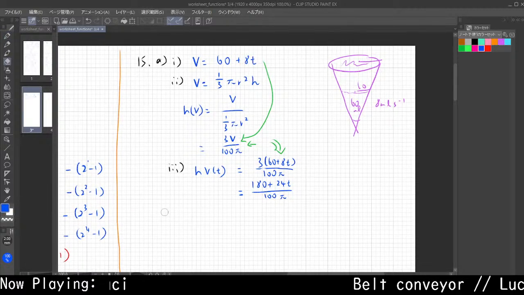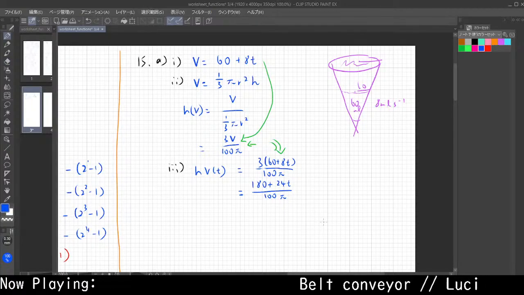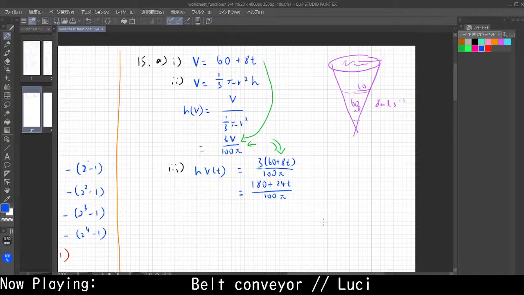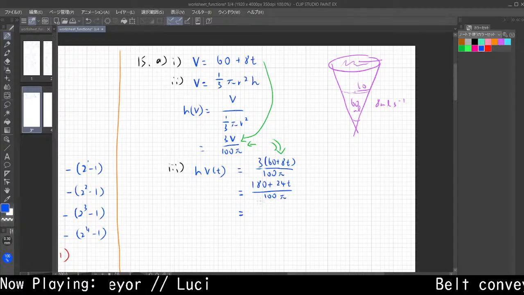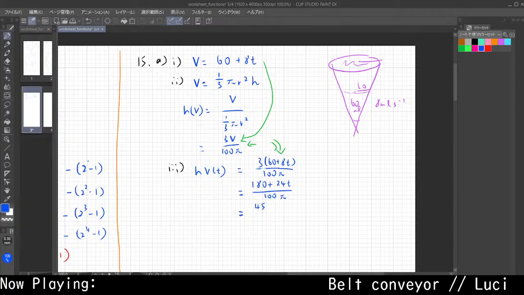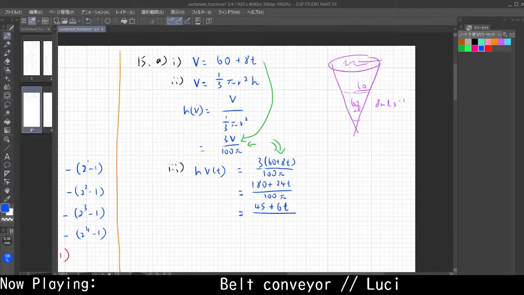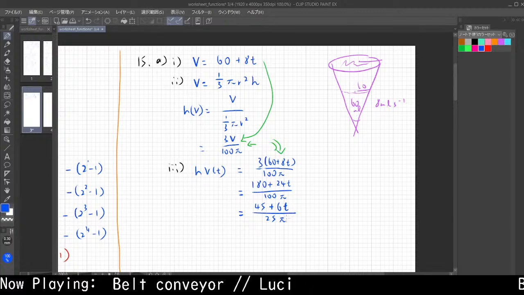Then over here you can simplify. The most straightforward way is to divide by 4. You can't divide by 8 because 100 divided by 8 gives a decimal, so divide by 4. 180 divided by 4 you get 45. This one divided by 4 you get 6. 100 divided by 4 you get 25. Okay, there's nothing else to do, so this should be your answer.